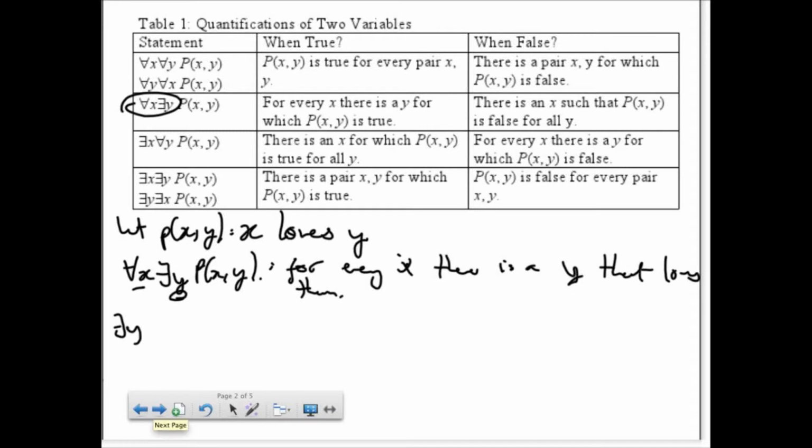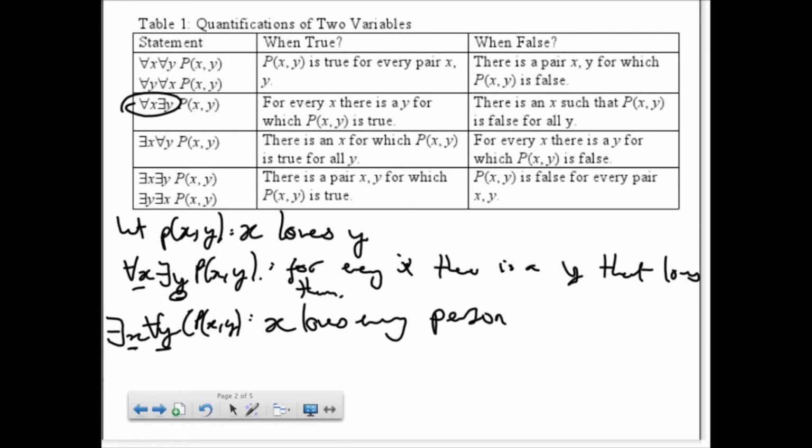However, for the statement there exists an x, for all y, p x y, what it's saying is that there's a person y. Oh, that should be an x, I'm so sorry. What this statement is saying is that there is a person x who loves every person y.